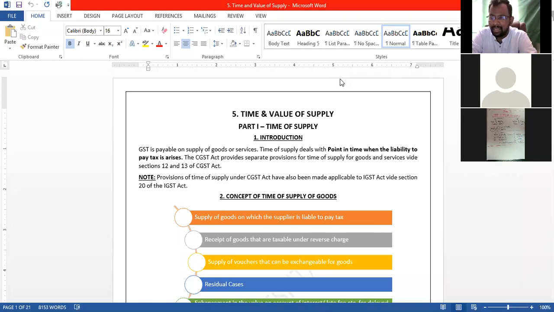We have seen there are 3 returns in the case of normal registrations: GST 1, outward supplies return; GST 2, inward supplies return; GST 3, consolidated return. And when it comes to the payment of GST, this will happen while you are filing the GST 3B.